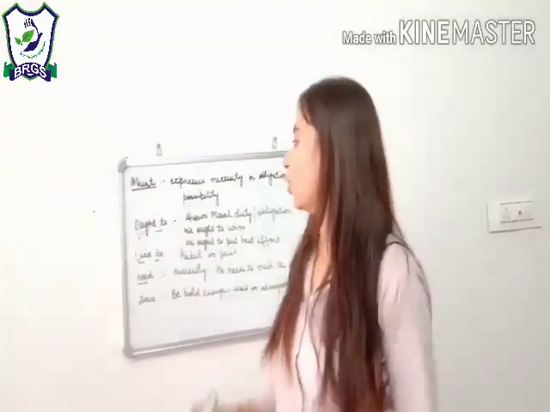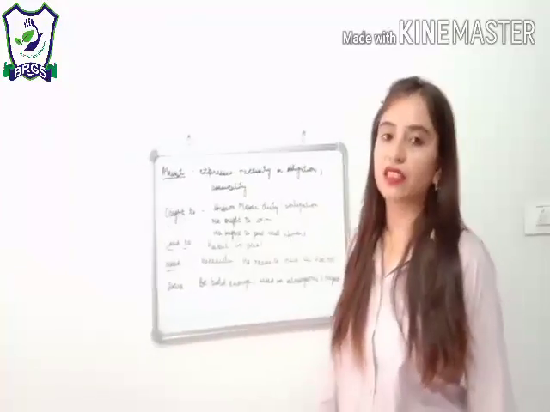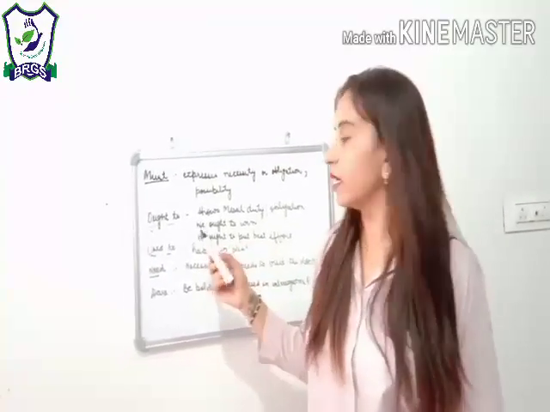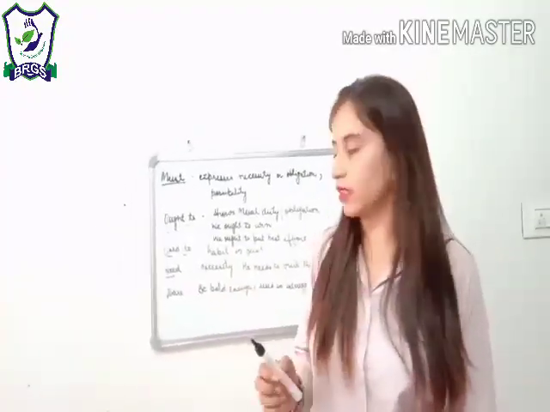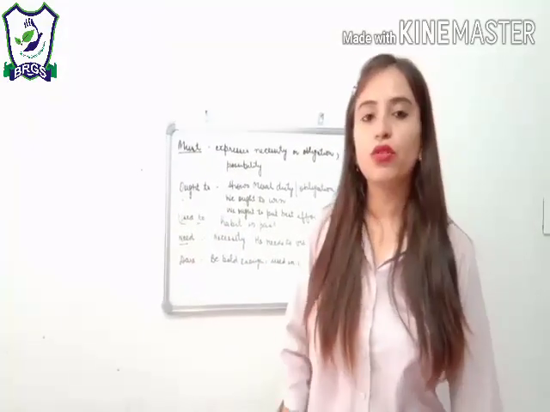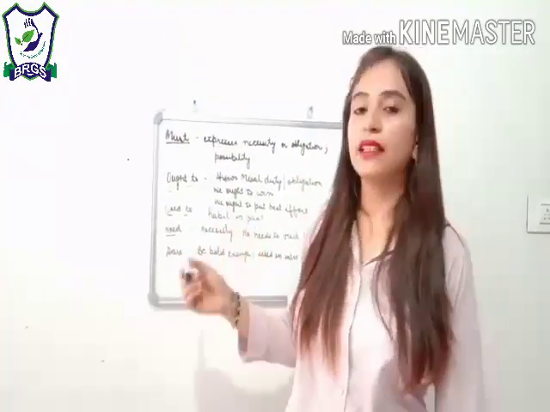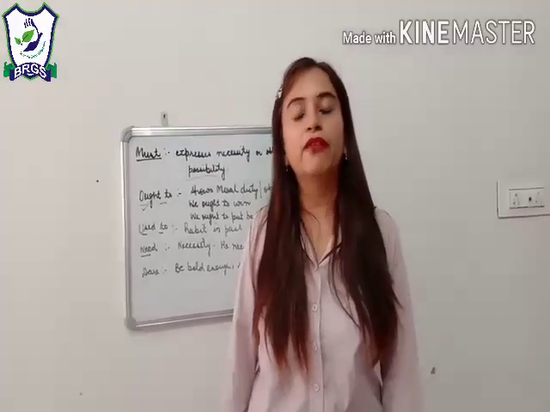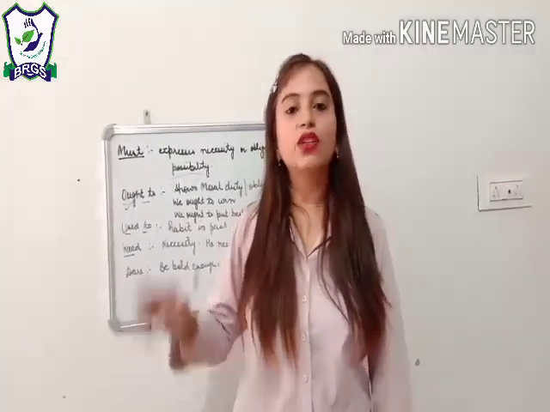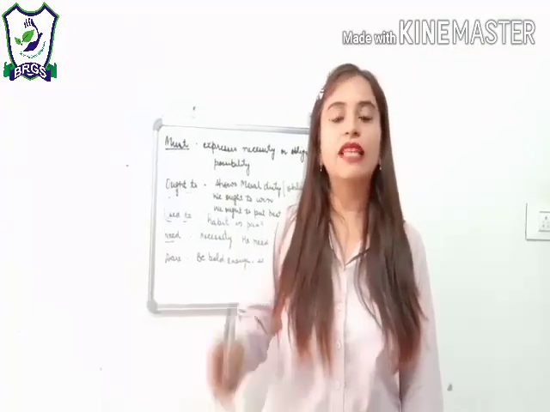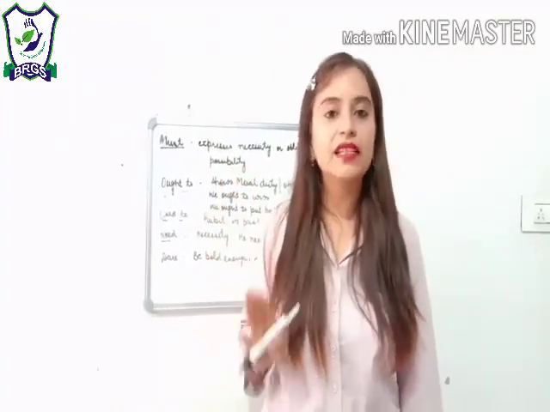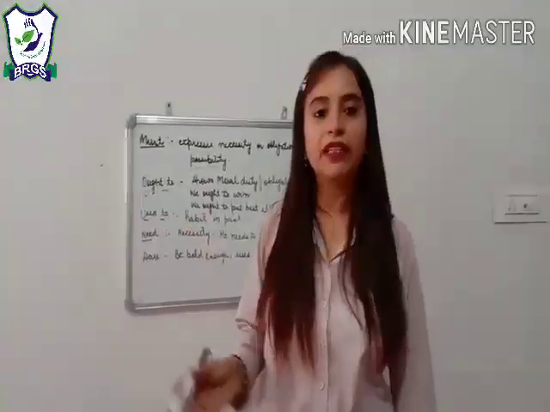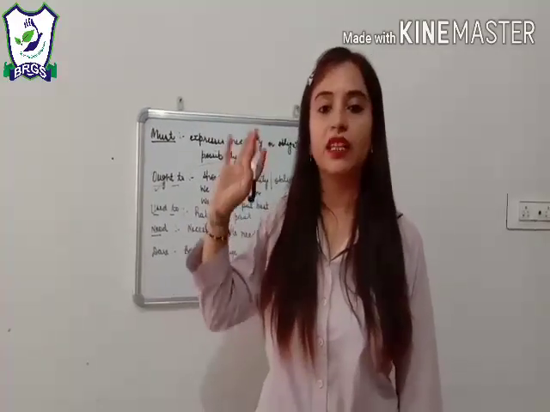Next is ought to. Ought to shows moral duty or obligation. For example, we ought to win. We ought to put our best efforts. Next is used to. Used to shows the habit that was there in the past and now it is discontinued. Like, I used to play for 4 hours earlier. I used to go for swimming in summers. Now that was a past activity. Now it is discontinued. I am not continuing these activities. So used to is used for a habit which is discontinued now, which was there in the past.